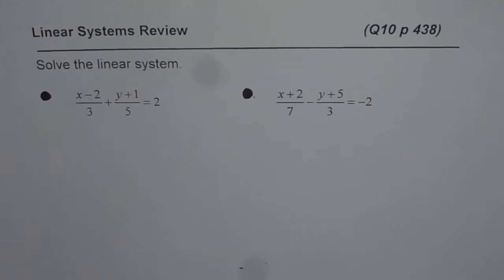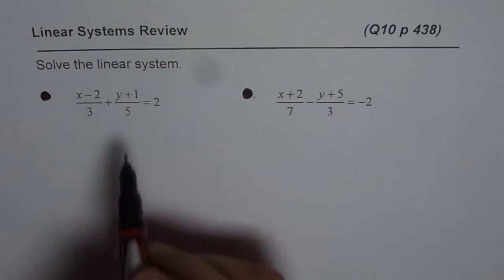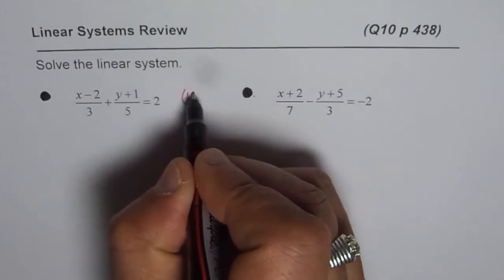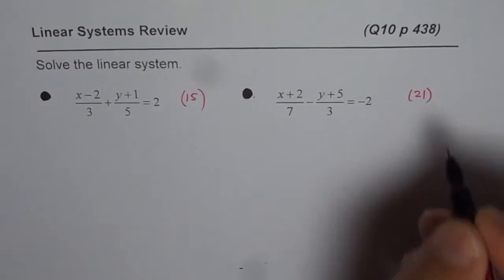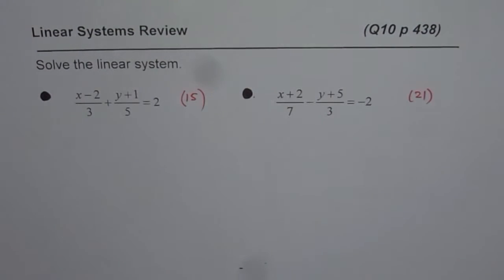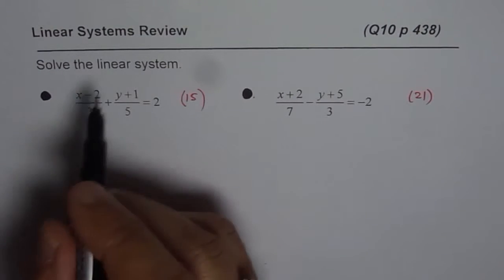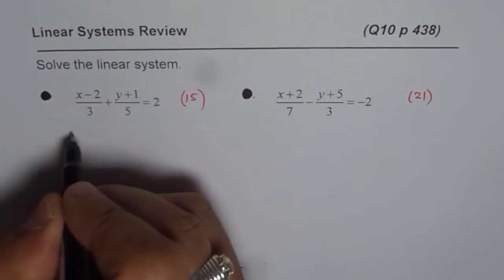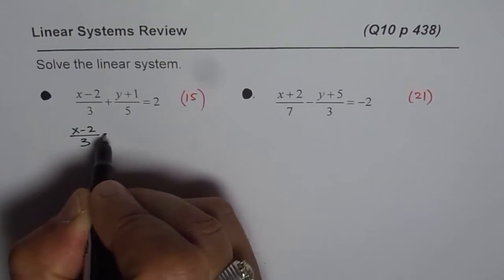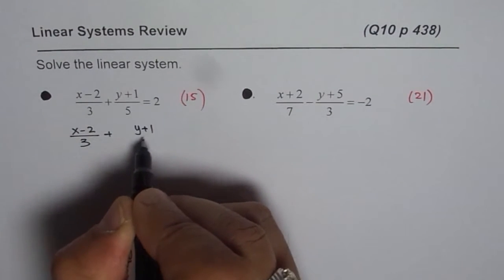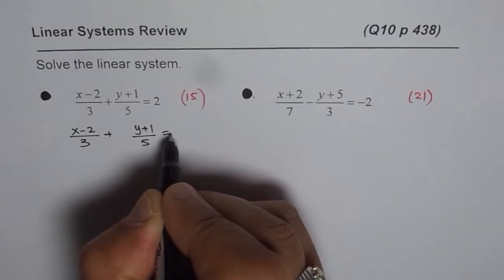First step is to get rid of fractions. How are you going to do that? In the first equation, we should multiply every term by 15. In the second one, 7 times 3 is 21, so we should multiply every term by 21. That is how we can get rid of fractions. So let me rewrite this question, and then we'll multiply by 15. We have (x minus 2) over 3 plus (y plus 1) over 5 equals 2.